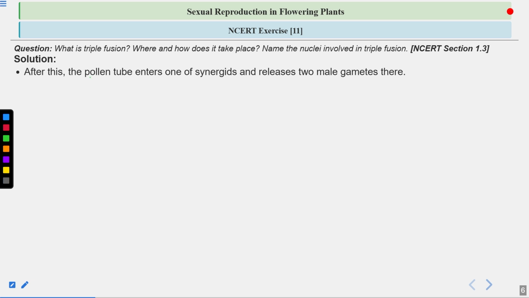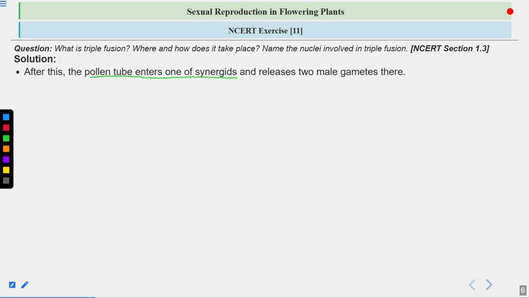After this, the pollen tube enters one of the synergids. The pollen tube makes its way from the stigma to the style, then it reaches the ovary, and then it makes a turn, and this pollen tube enters the ovule through the micropyle. The micropyle is a pore-like structure, right? And through that, the pollen tube enters the micropyle.